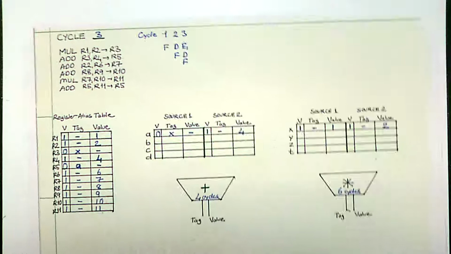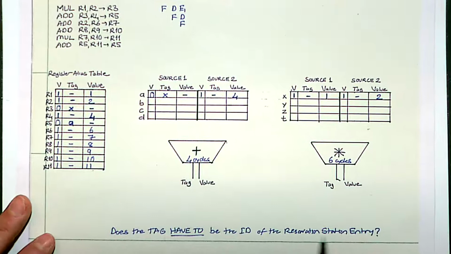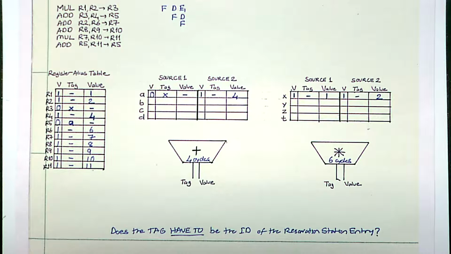But this is still the easy part. Okay, so that's cycle 3. Now we have renamed 2 instructions. I guess I'll ask you the question. Does the tag have to be the ID of the reservation station entry? And you know my answer, it's no. You just need to know, allocate a reservation station entry, but the tag can be completely independent. It could be, for example, the reorder buffer entry.